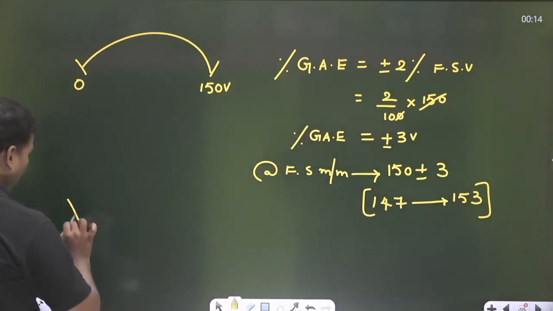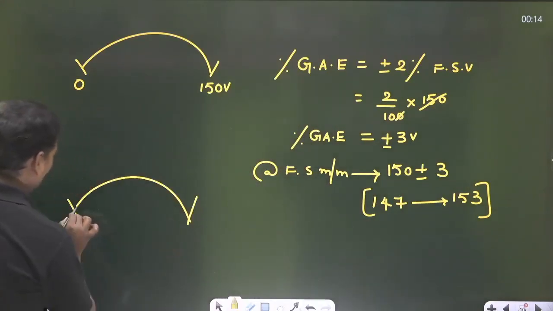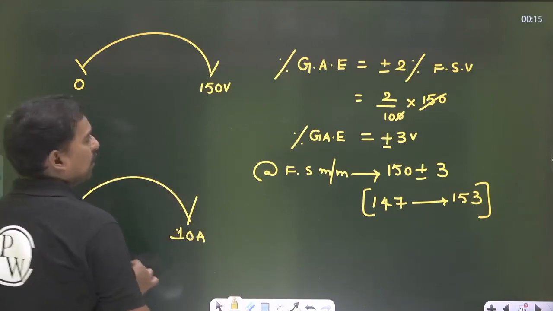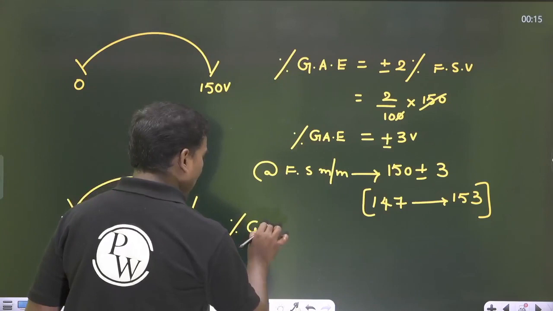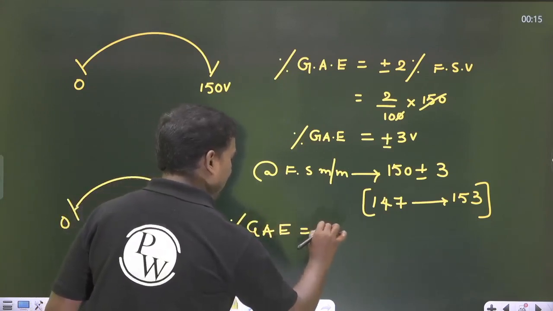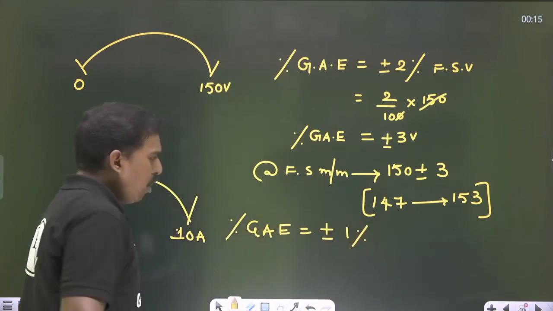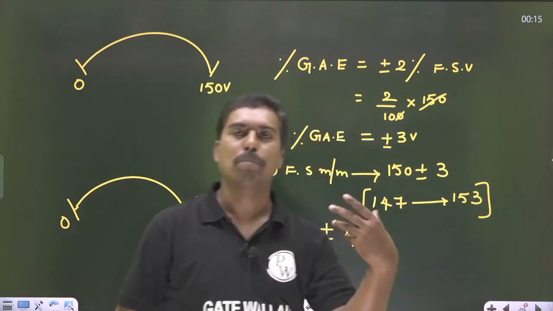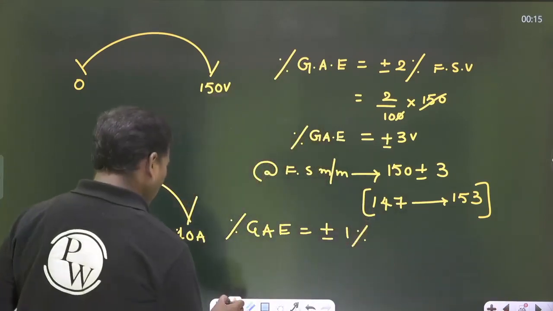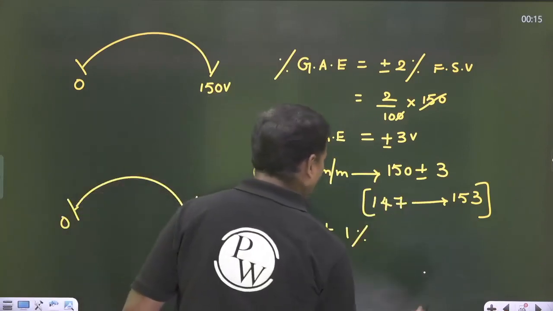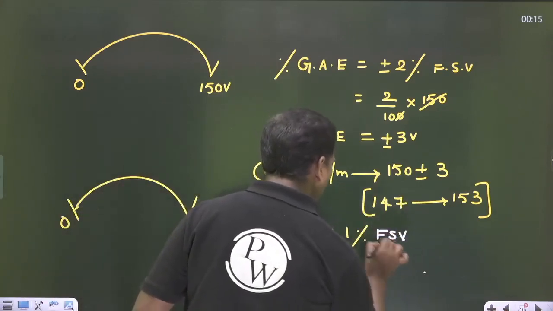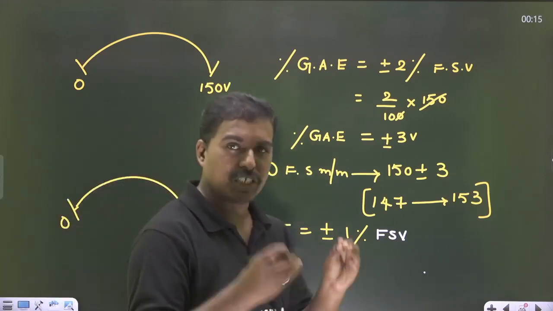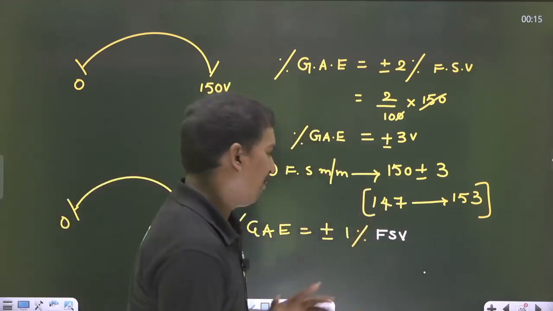For example, suppose you are taking an ammeter of 0 to 10 amperes, having a guaranteed accuracy error of 1%. They won't mention the full scale value; they will just mention the guaranteed accuracy of 1%. Once it is mentioned, 1% is by default with reference to full scale.